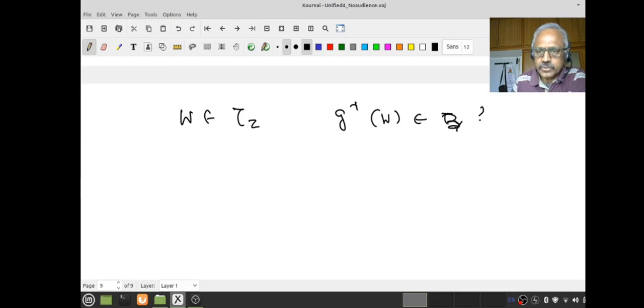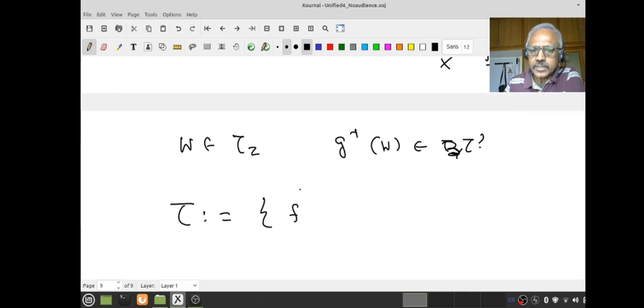So now I should say only tau. What is tau? Tau is the collection of all, what kind of a map? Collection of all V contained in Y, such that F inverse of V is in tau of X.